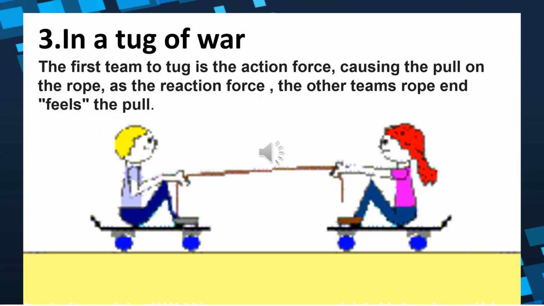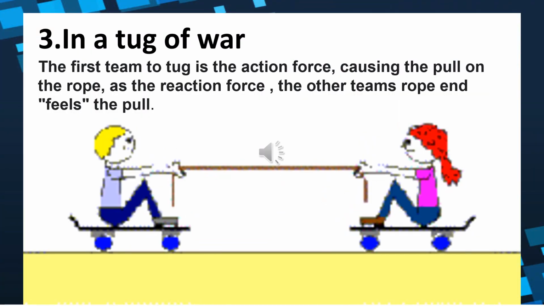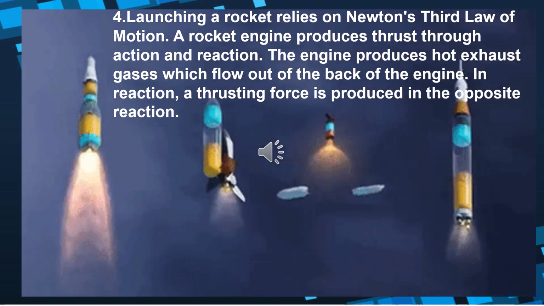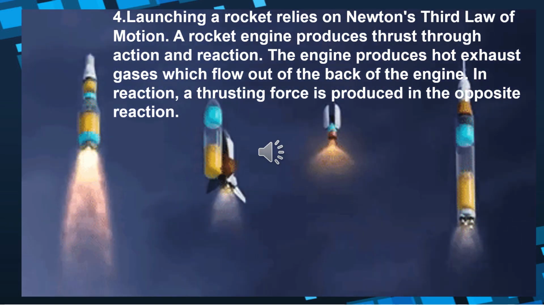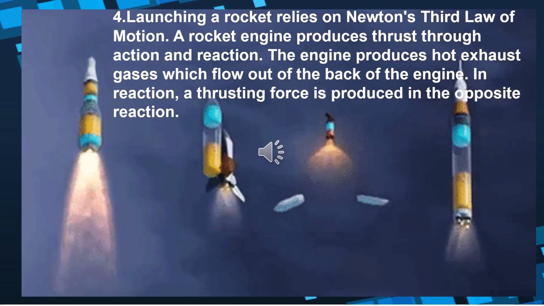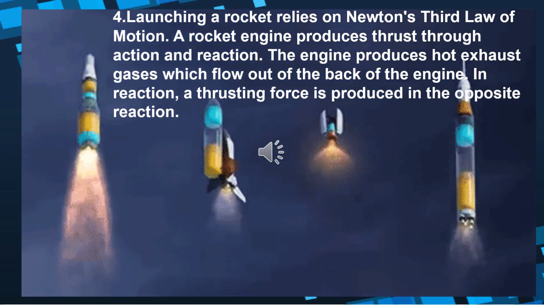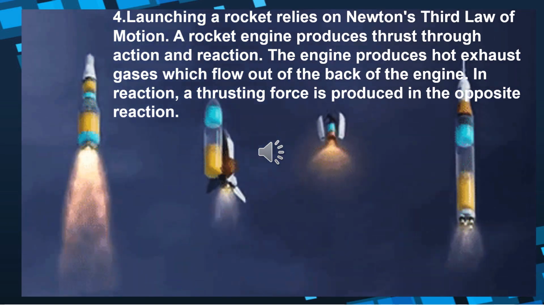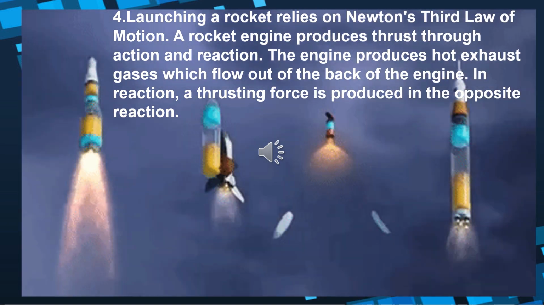3. In a tug of war, the first team to tug is the action force, causing the pull on the rope; as the reaction force, the other team's rope end feels the pull. 4. Launching a rocket relies on Newton's third law of motion. A rocket engine produces thrust through action and reaction. The engine produces hot exhaust gases which flow out of the back of the engine. In reaction, a thrusting force is produced in the opposite direction.